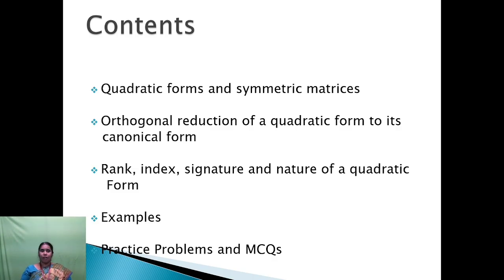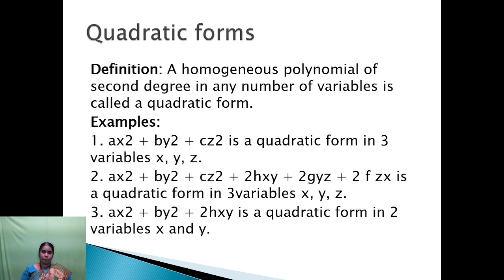Okay. Now, let's enter into the topic. First one, quadratic form. What is meant by quadratic form? The definition: a homogeneous polynomial of second degree in any number of variables is called a quadratic form. The main thing is the polynomial should be homogeneous and the degree should be 2.